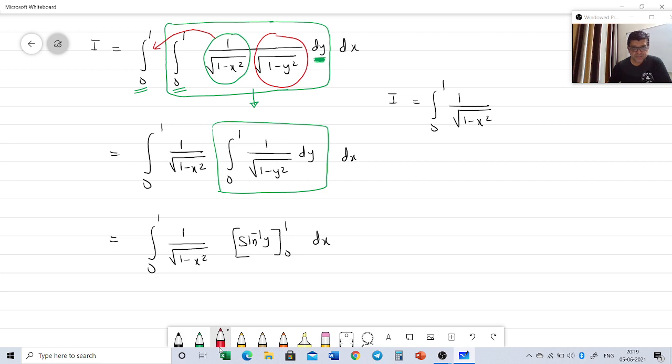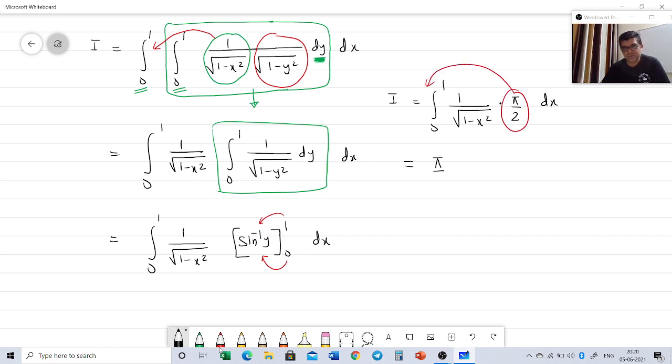If you put this upper limit here, you'll get sine inverse 1, which is pi by 2, minus put the lower limit, which is sine inverse 0, which is 0. So pi by 2 minus 0, can I directly write it as pi by 2? And pi by 2, once again, now is constant. I can keep it outside.